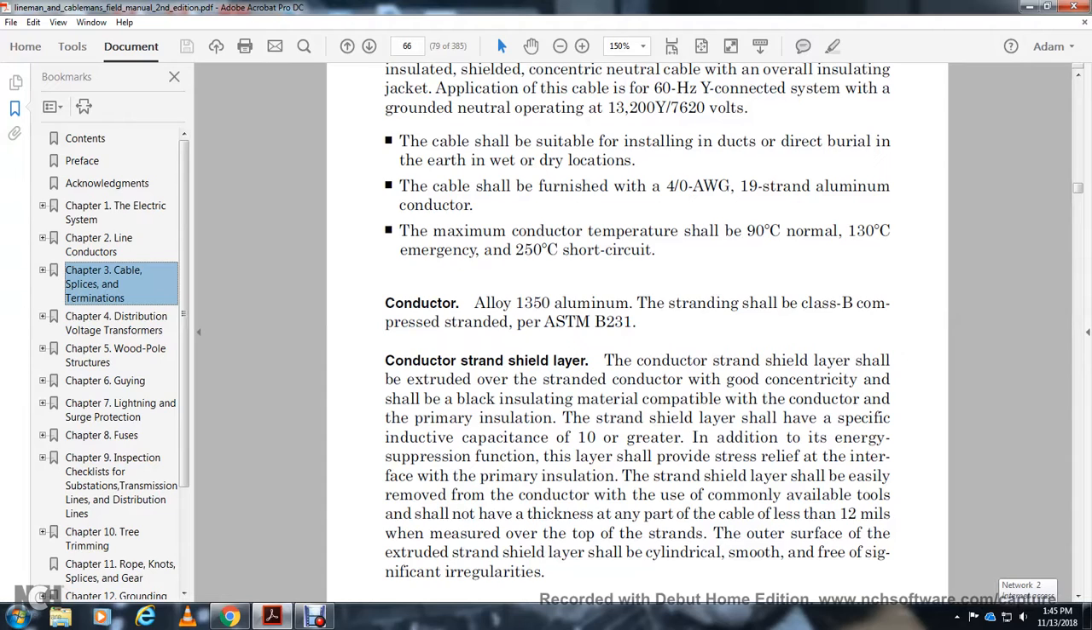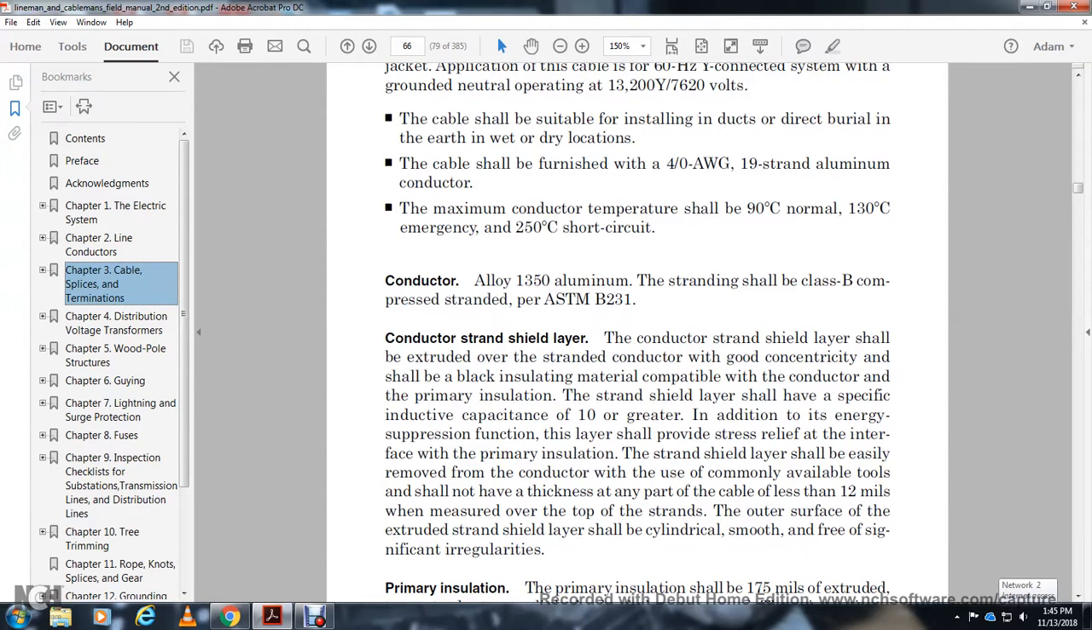When measured over the top of the strand, the outer surface of the extruded strand shield layer shall be cylindrical, smooth, and free of significant irregularities.